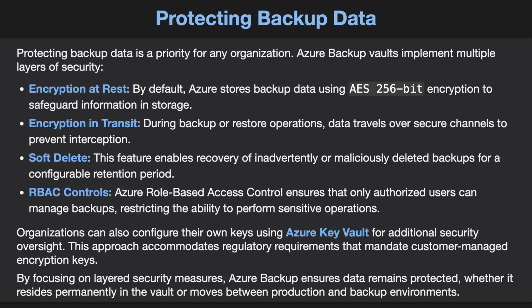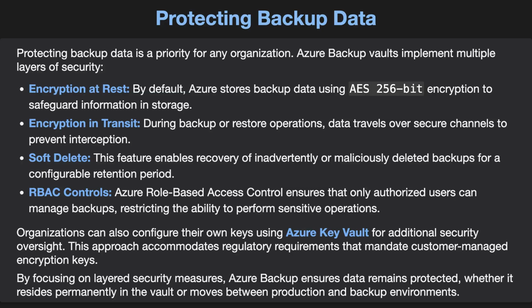Protecting backup data is a priority for any organization. Azure Backup Vaults implement multiple layers of security. Encryption at rest. By default, Azure stores backup data using AES 256-bit encryption to safeguard information in storage. Encryption in transit. During backup or restore operations, data travels over secure channels to prevent interception. Soft delete. This feature enables recovery of inadvertently or maliciously deleted backups for a configurable retention period.